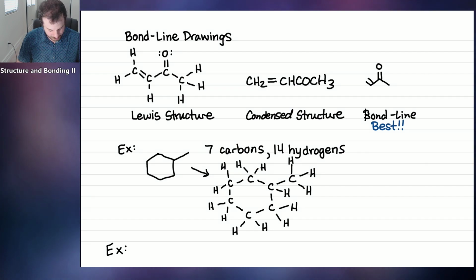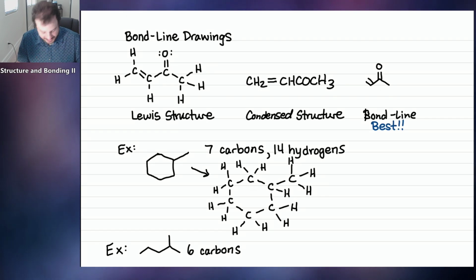Let's take a look at one more example. All right, how many carbons does this compound have? Again, we'll just count the ends of the lines and the angle changes along the bending line. So 1, 2, 3, 4, 5, 6. This compound has 6 carbons. And for practice, see if you can count how many hydrogens that compound has.